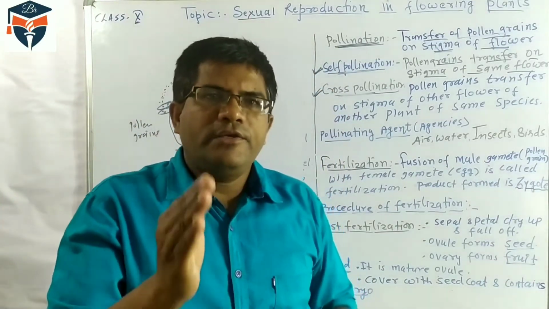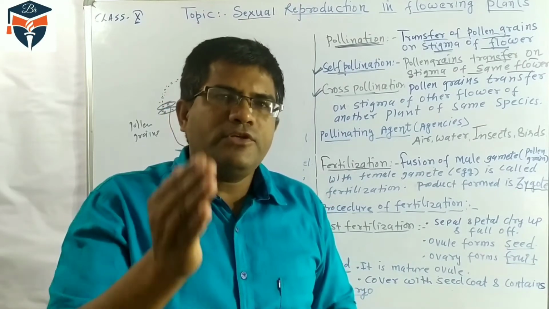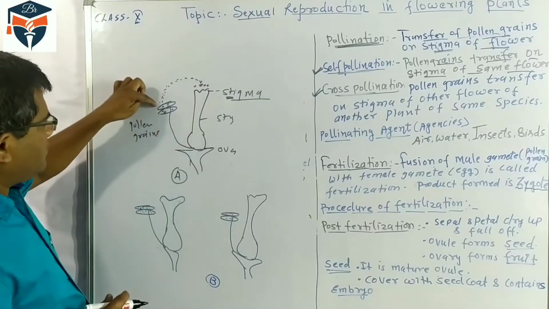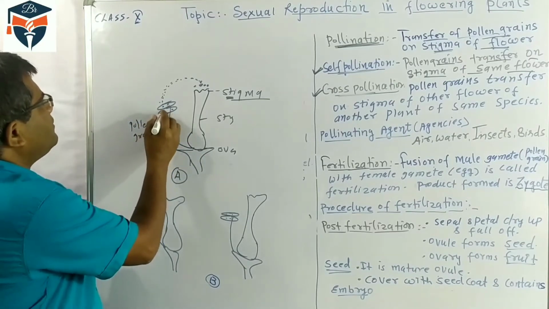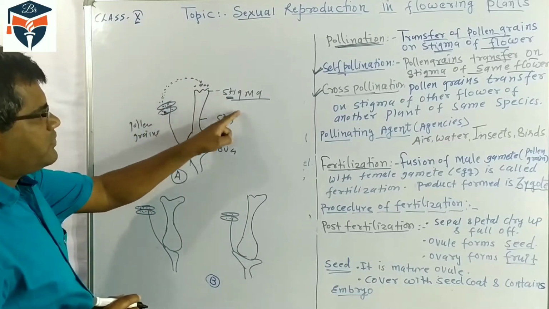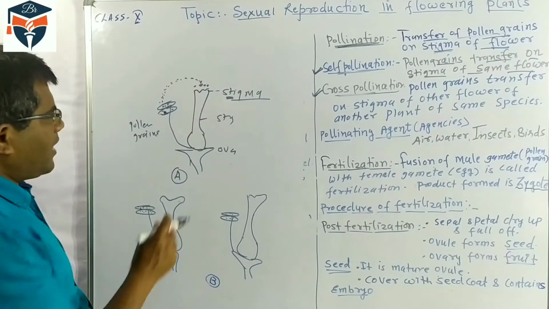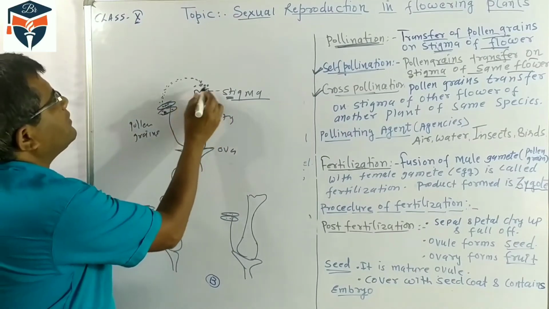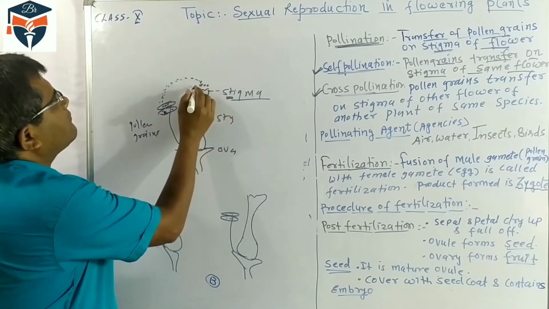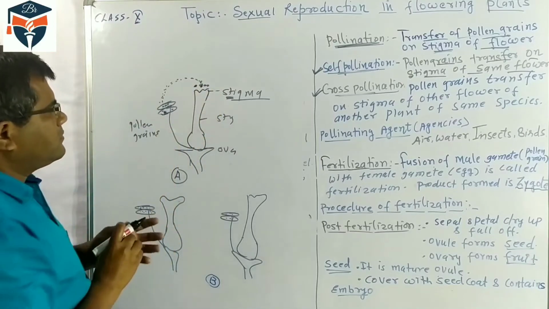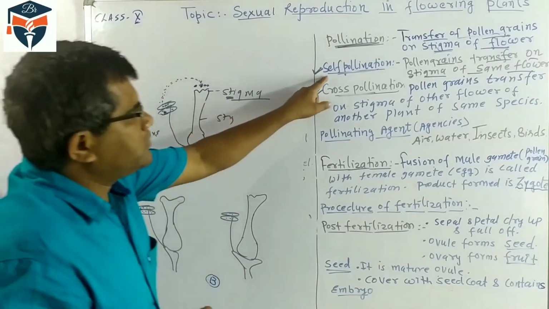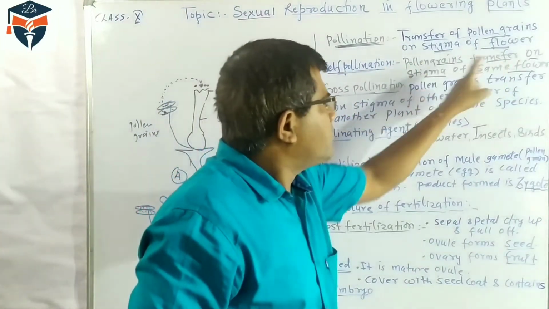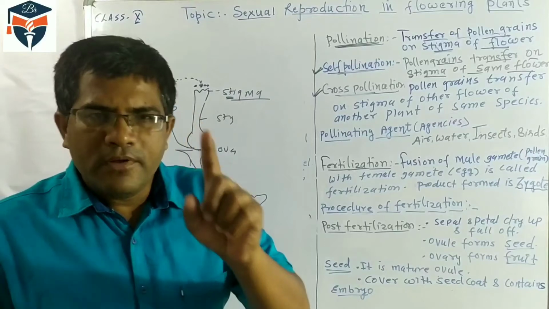If pollen grain is transferred on the stigma of the same flower, look here, this is one flower, this is the male part and these are the stamens. And this is the stigma of the flower. So from the male part, pollen grain is released and reaches the stigma of the flower. When they reach the stigma of the same flower, it is called self-pollination. So self-pollination is what? Pollen grain transfer on the stigma of the same flower.